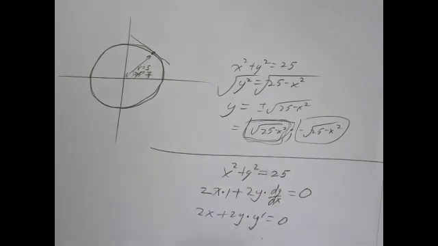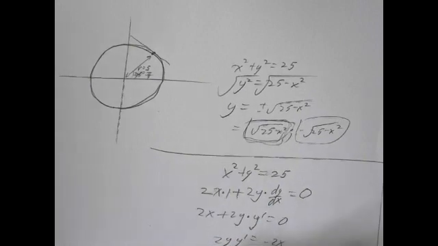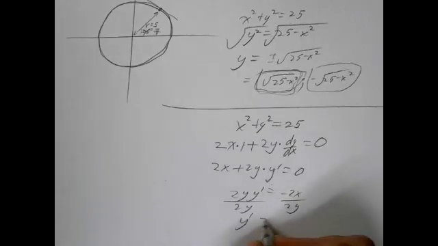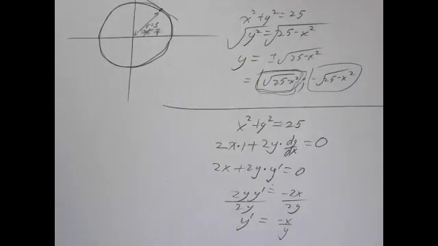And now I need to solve for y prime. So I'll move the 2x to the other side. Divide by 2y. The 2's cancel. And there you have your derivative. And this is different, this is new, but your derivative is defined in terms of not just x, but x and y. All right, so what I will need to do, if I want to find the slope at some point, I need the x and the y coordinate of that point.